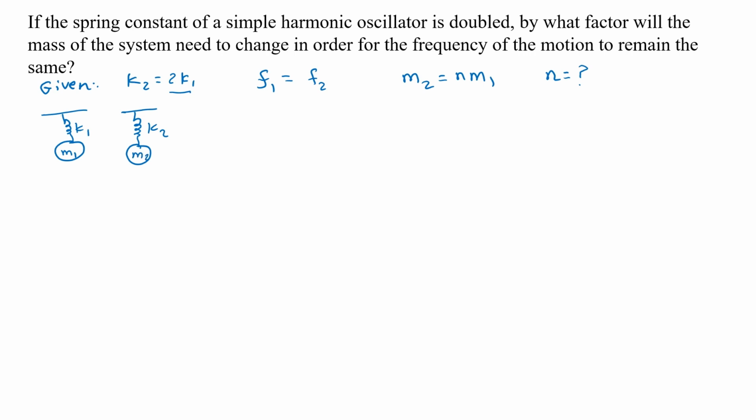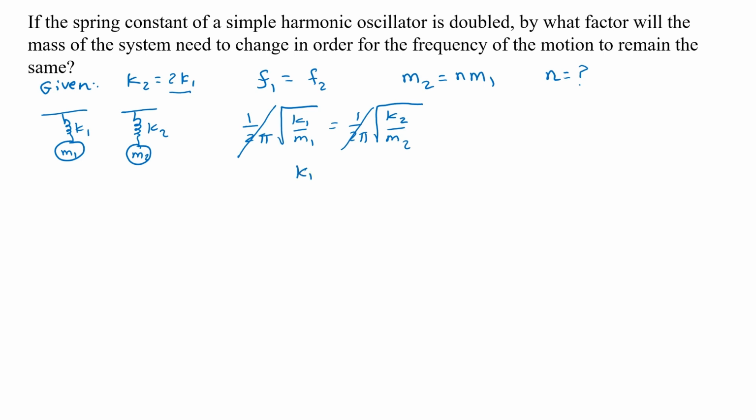For the frequency to remain the same, F1 has to be equal to F2, and that means 1 over 2 pi multiplied by the square root of K1 over M1 must be equal to 1 over 2 pi multiplied by the square root of K2 over M2. Alright, so we can multiply both sides by 2 pi so that we can get rid of 1 over 2 pi. We can square both sides.